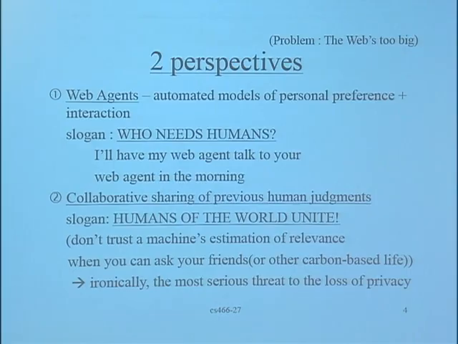It was essentially trying to model through observation and through machine learning exactly what kinds of things I would want to do, how I would want to behave, and essentially act on my behalf. I would just become this future blob sitting in a chair, and my avatars would act and do everything for me and essentially just feed me information based on past preference. And the slogan of that view of the world is who needs humans? I'll have my web page talk to you, but your web page in the morning. We'll schedule things. We'll buy things for you. Things will just arrive on your doorstep, and you won't need to think.